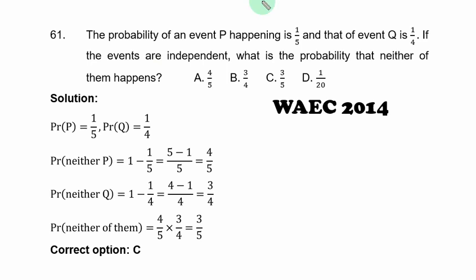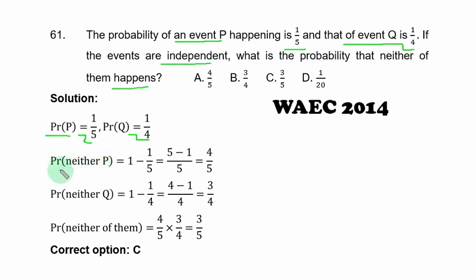Example 61. The probability of an event P happening is 1 over 5, and that of event Q is 1 over 4. If the events are independent, what is the probability that neither of them happens? Solution: for P to happen, the probability is 1 over 5, and for Q, 1 over 4. We have to get the probability that neither of them will happen.